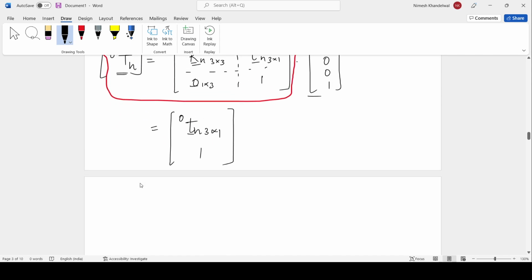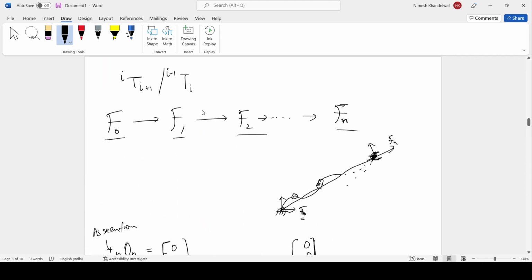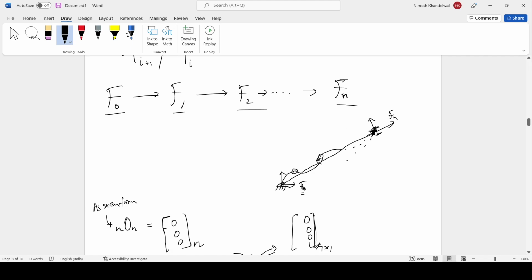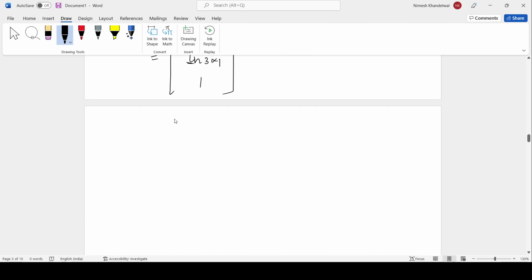Once you know the displacement of the origin of frame n from the origin of frame 0, you can write the coordinates of your end effector in your base frame. Okay, let us take an example. We'll take an example of a simple 2R robot.